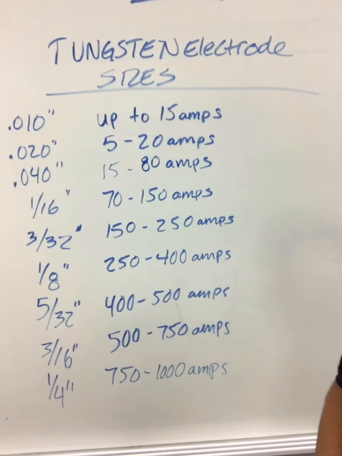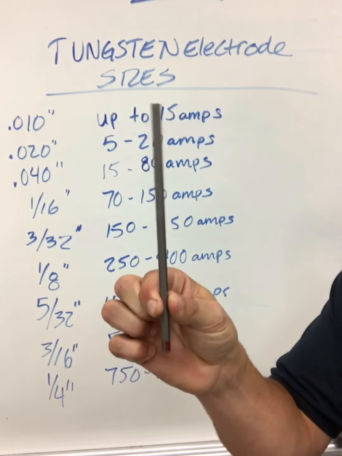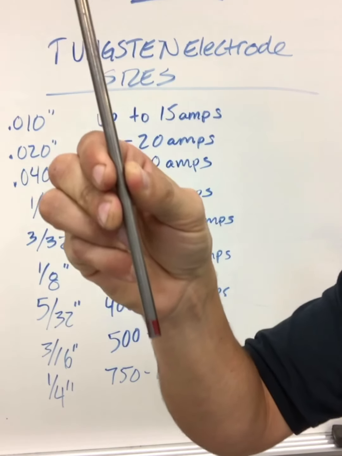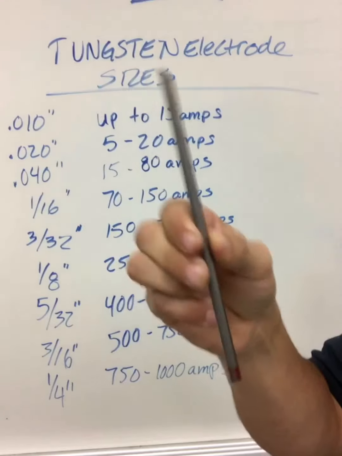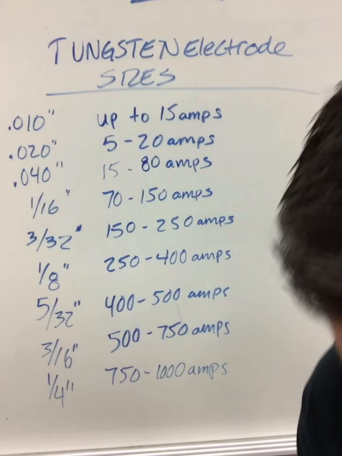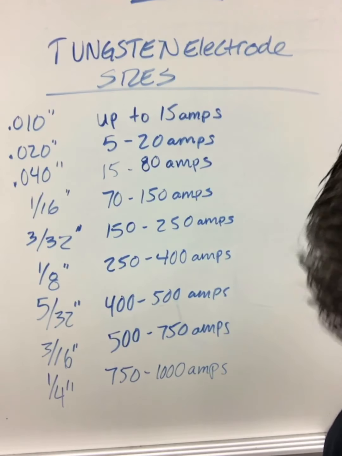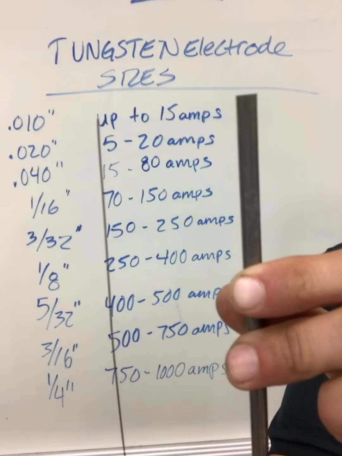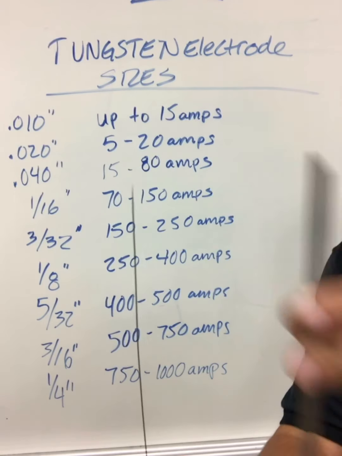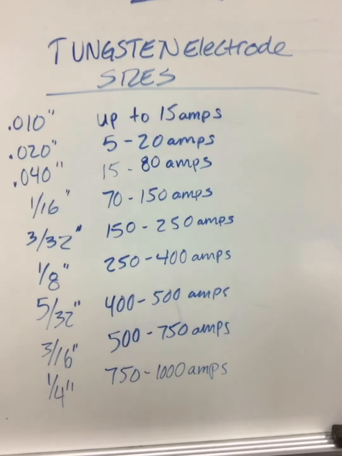I don't have 5/32 or 3/16, but I do have this monster right here. This is almost like a novelty. This is a 1/4 inch thoriated tungsten, and this thing will actually run from 750 to 1,000 amps. So we go from something like this to this. So 20 thousandths, 1/4 inch. I don't even have the 10 thousandths again, but just a huge range. Anything can be welded. The thickest, the thinnest you can imagine, it's out there. They make a size for it.